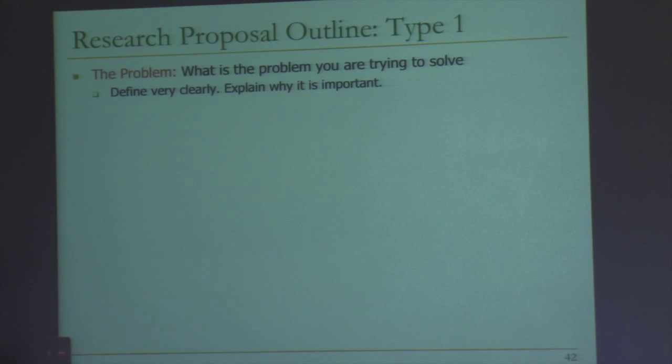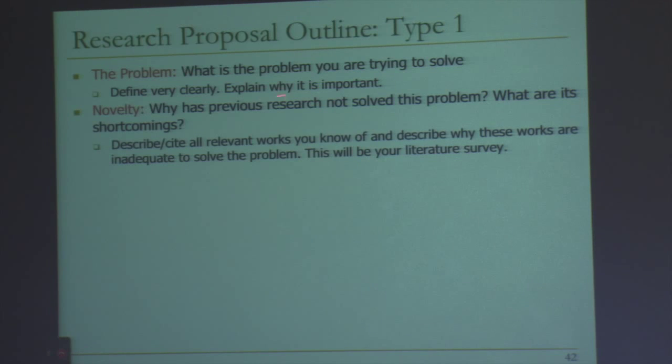Maybe it's not important today, but why will it become important? Why has previous research not solved this problem? What are the shortcomings of previous research? It's best to categorize related works, right? Previous research had these solutions to the problem. Memory interference problem, for example.